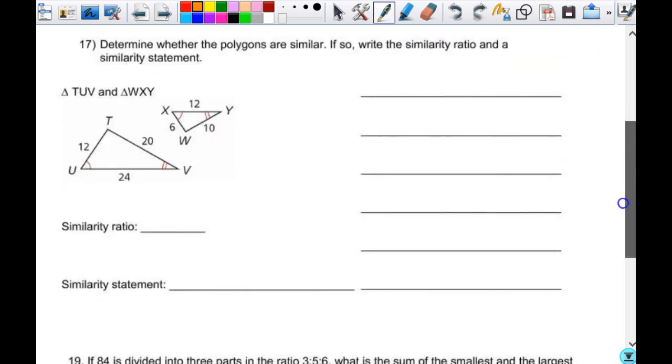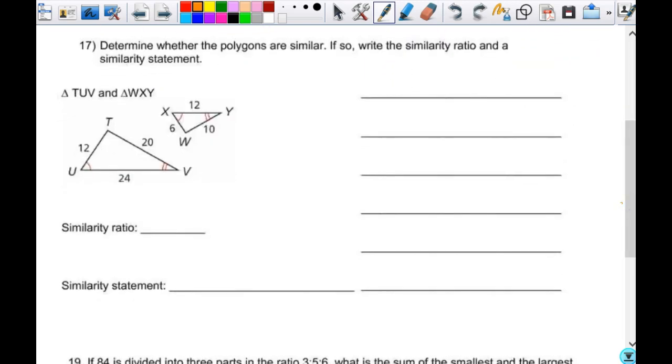All right, so here I'm going to determine whether or not they are similar. If so, we're going to write a similarity ratio and a similarity statement. Okay, so I got a lot of options here. This is actually one of the problems from showing that it's similar using everything. We have some shortcuts, so you wouldn't necessarily have to use everything, and show all 6 pieces. I'm going to, though, just so that you can see what would be expected of you.